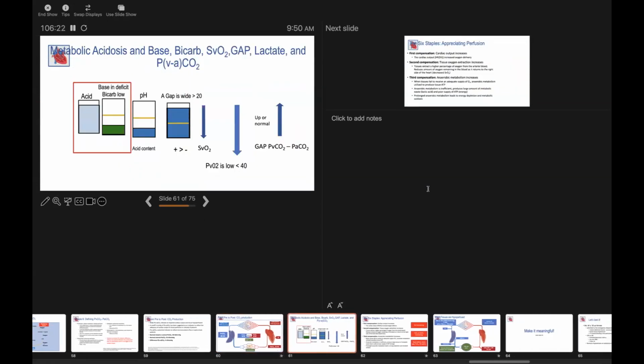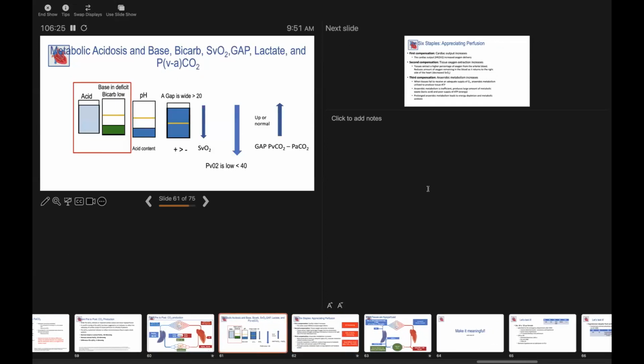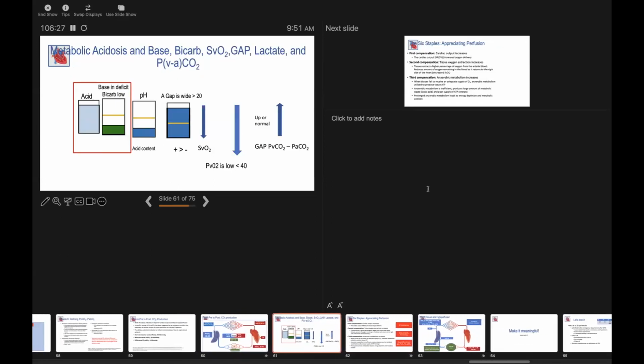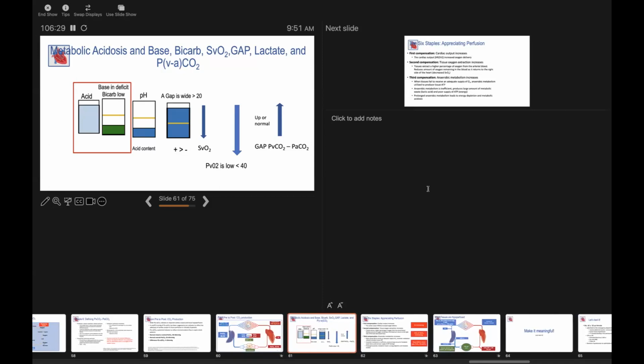Okay, so acid is up. Base and bicarb are low. pH is down. Gap is wide. SvO2 is down. PvO2 is down.